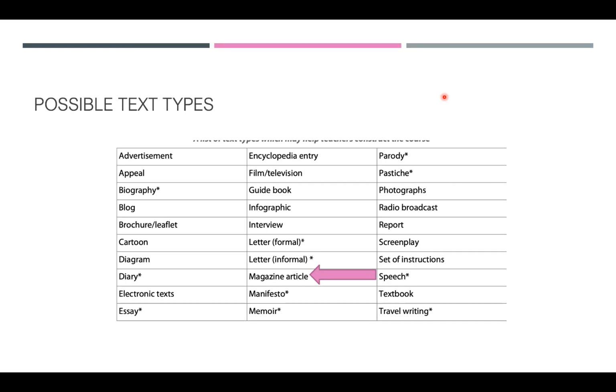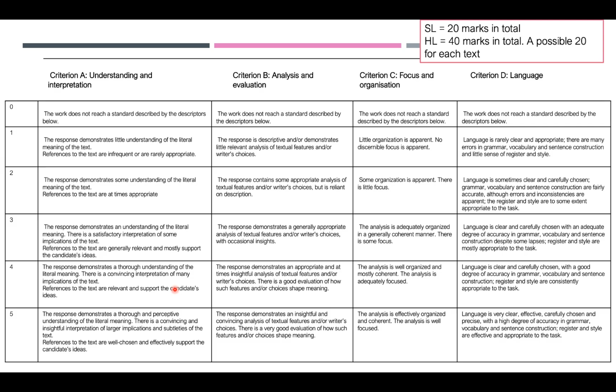Okay, so these are the possible text types, so it could be taken from any of these. So it's a good idea to make sure that you're familiar with all of these and you've practiced these. And this lesson is going to be focused on how to look at and analyze a magazine article.